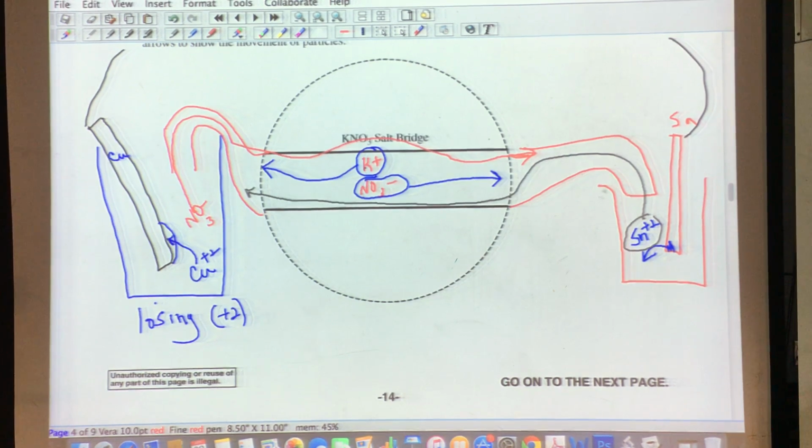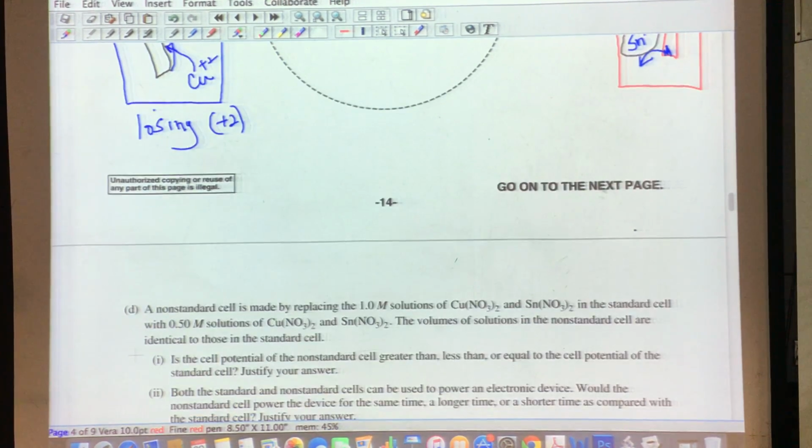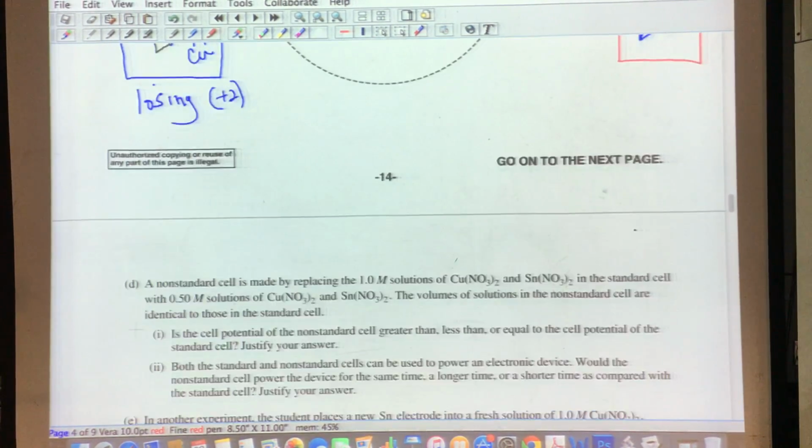The positive ion goes to the beaker that's losing the positives to maintain electrical neutrality. And the negative ion is going to flow to the side where you're gaining positives in your half reactions. Really helpful to draw half reactions there. Okay. So that's all they wanted.